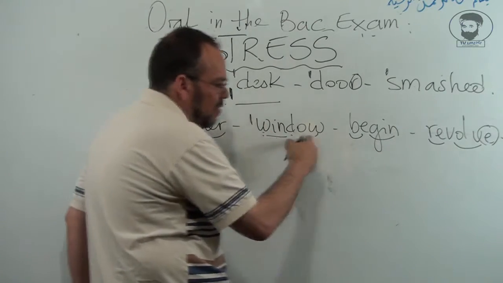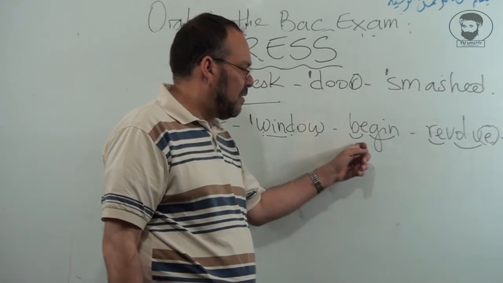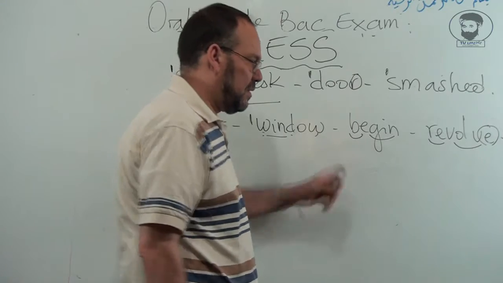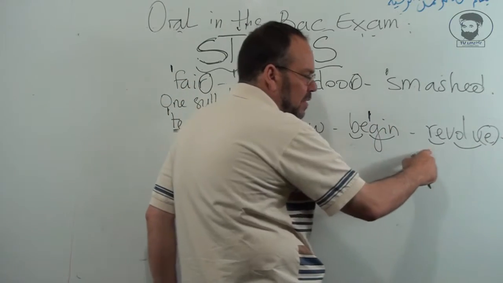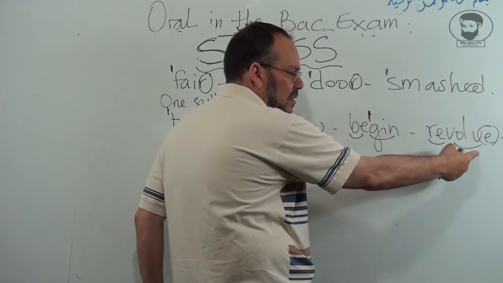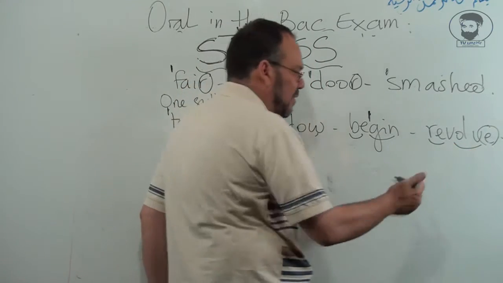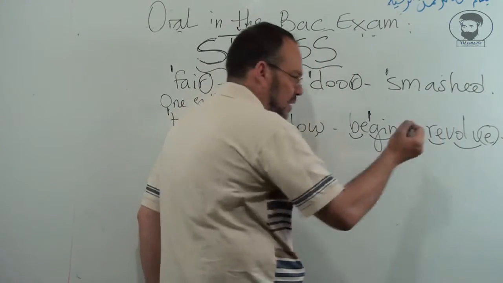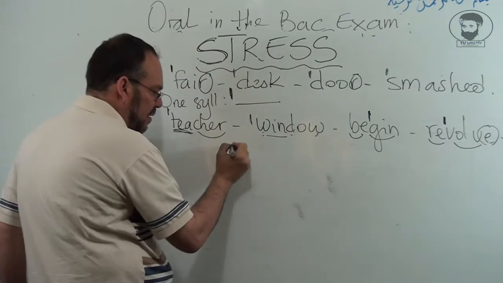Now, this one, is it a noun? No, it's not a noun. It's a verb. So, do you say BEgin or beGIN? It's beGIN, on the second syllable. This one, revolve, is it a noun or a verb? What do you think? It's a verb. So is it REvolve or reVOLVE? It's reVOLVE.